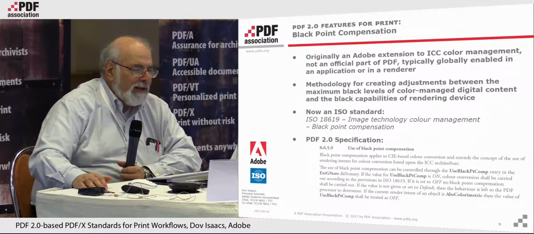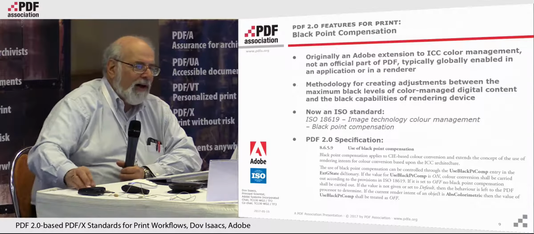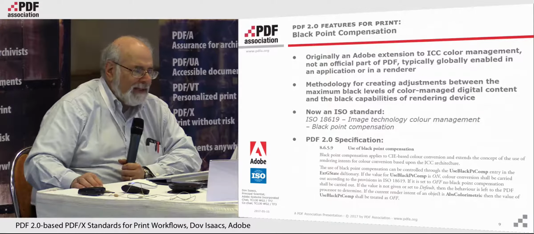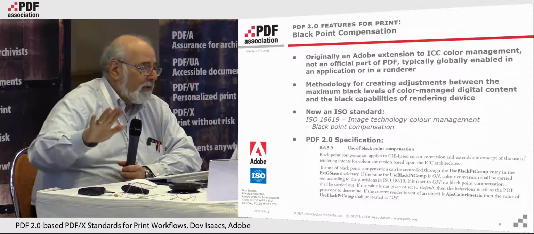Most people have no idea what I'm even talking about unless you're a color scientist, but it relates to how the black renders when you convert from something like an ICC color managed RGB to a final destination color space, typically CMYK plus a spot color or 2 or 3. Okay, it's a methodology for creating these adjustments for the maximum black, and it's now an ISO standard. It's ISO standard 18619. And I can't memorize all these numbers, so I have friends who do.